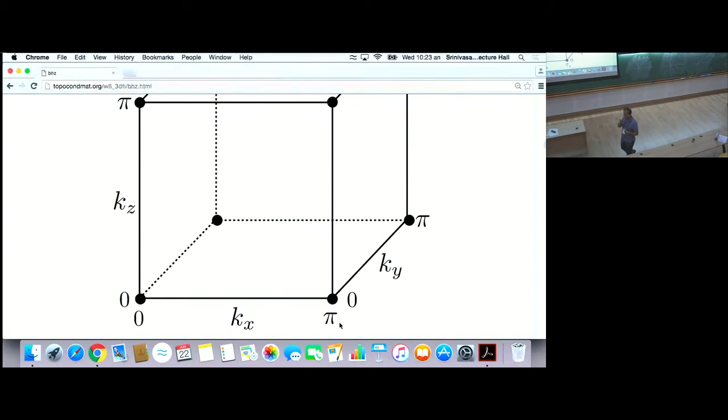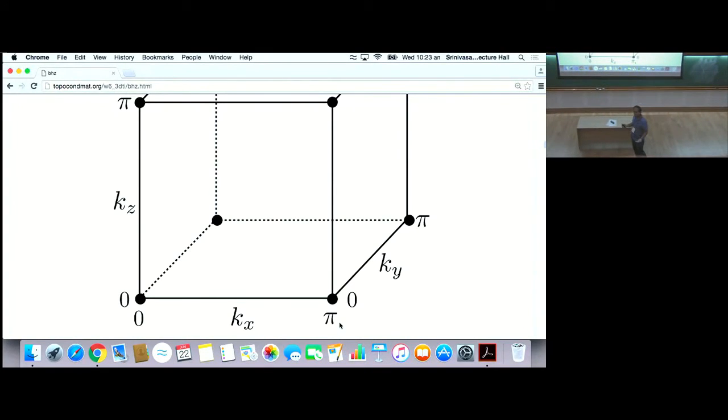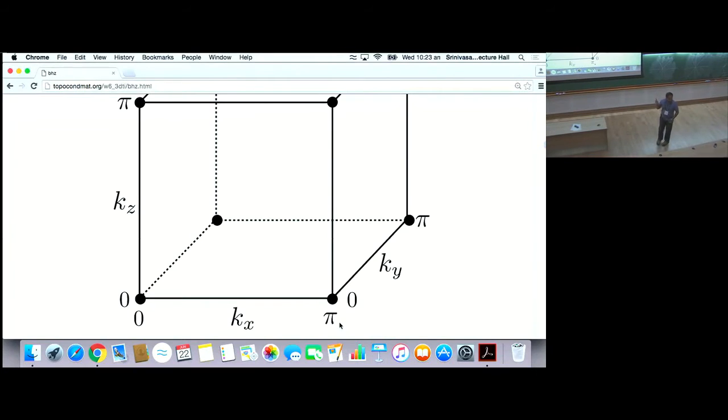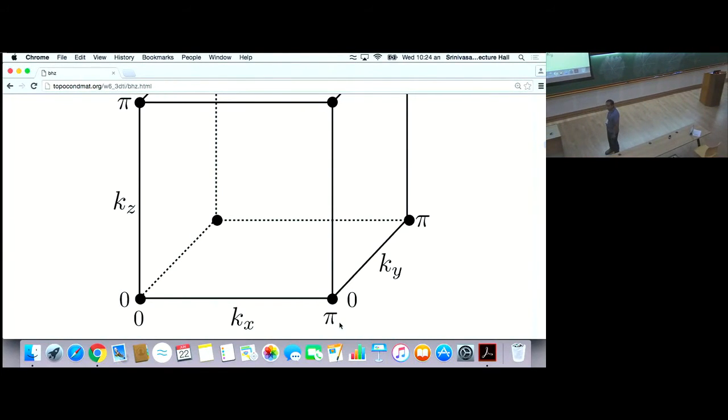When that happens, you have an even number of Dirac cones, and that's what's called a weak topological insulator. The reason it's called a weak topological insulator is, the next argument I was going to make is that a single Dirac cone is actually stable to disorder.